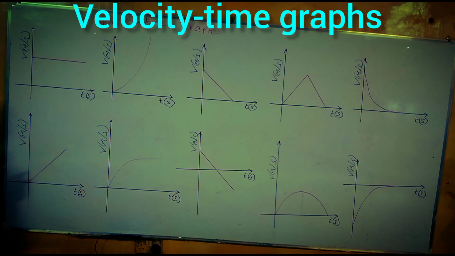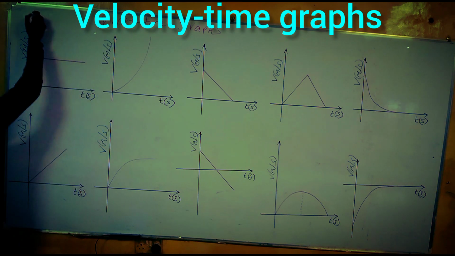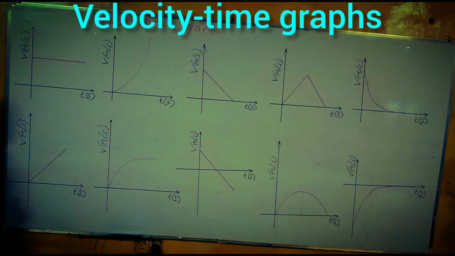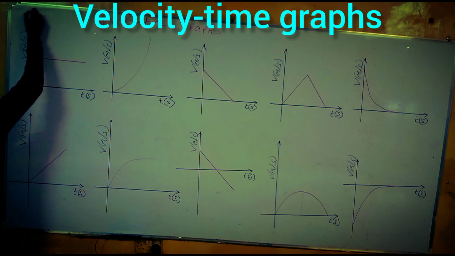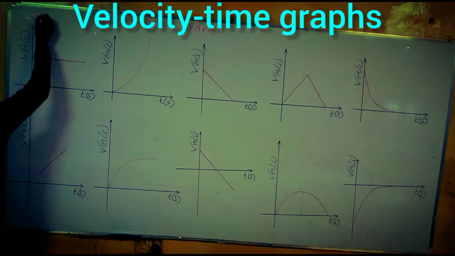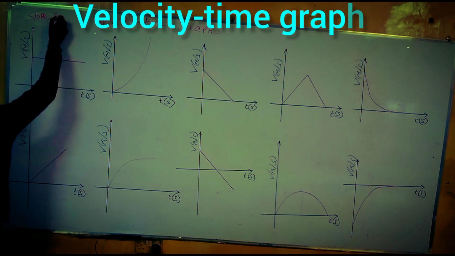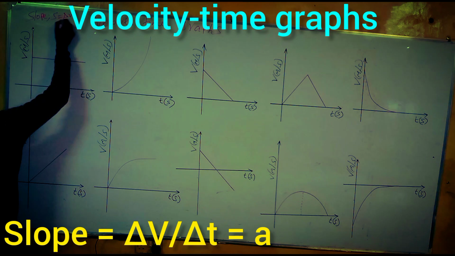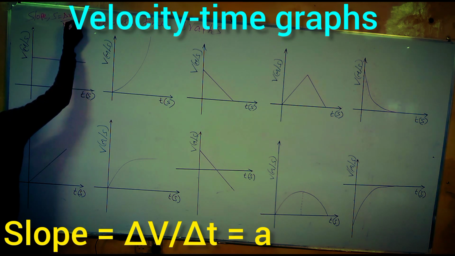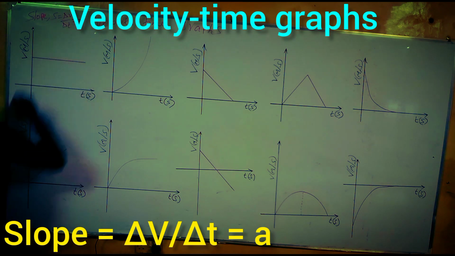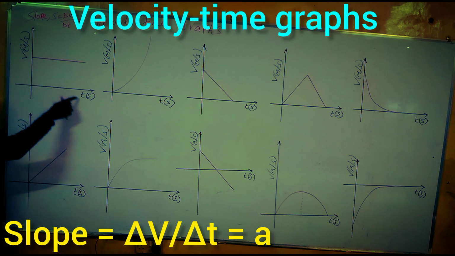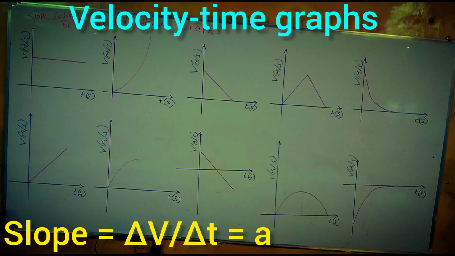The first thing to note here is that for every graph we must understand what the slope represents. Slope represents change in velocity over change in time, which is acceleration. Slope is acceleration because it is a change in velocity divided by change in time.